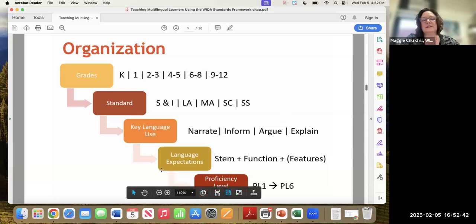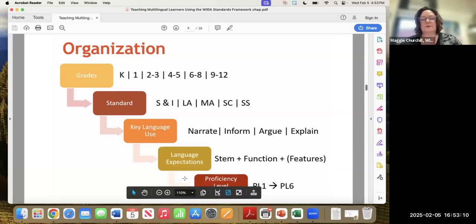We're going to talk about language expectations. So that is actually the language stem and the function together. The language stem and the language function with the features is what gives you the language expectation. So these sort of look and sound a lot like lesson objectives. And that's what's really great, that's how I use them in my lesson plans, because they really do read exactly like that. The proficiency level descriptors are to determine where that student is.